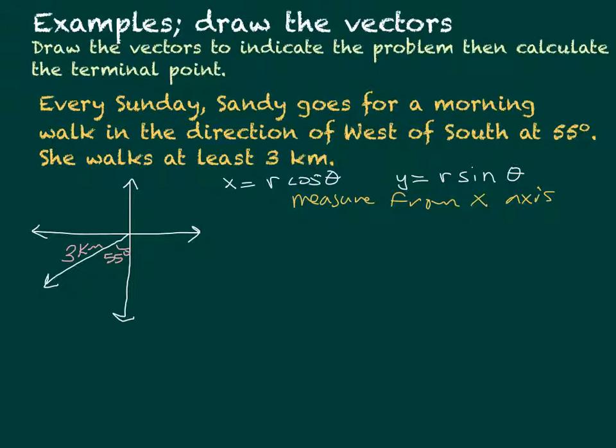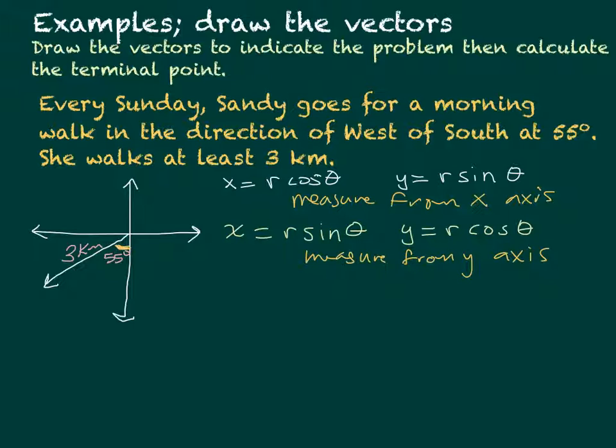However, on this one, our angle is being measured from our y-axis. So we have to switch our x and our y around. So x is going to equal r times the sine of theta, and y is going to equal r times the cosine of theta. So if we're measuring from the y, then we need to switch our x and our y. If we're measuring from the x like normal, then it's x with the cosine and y with the sine.